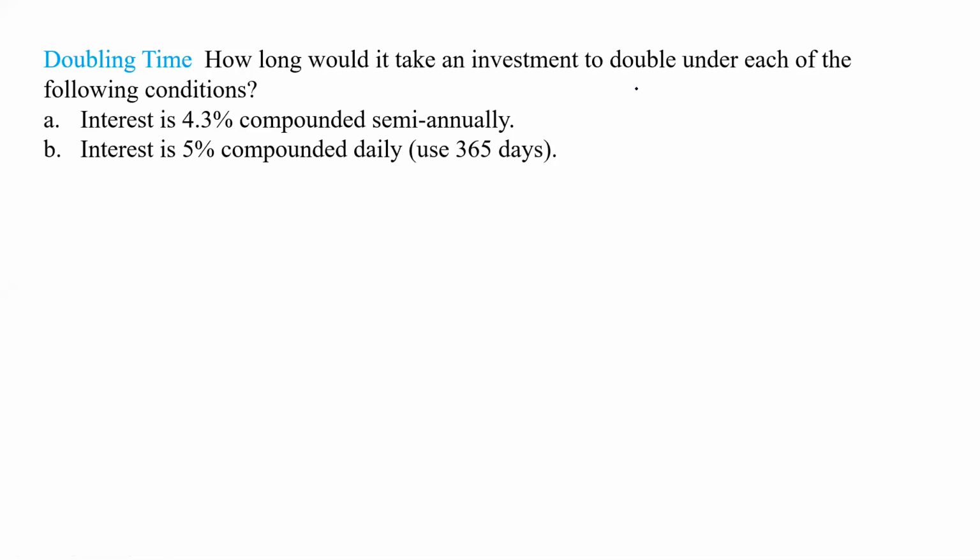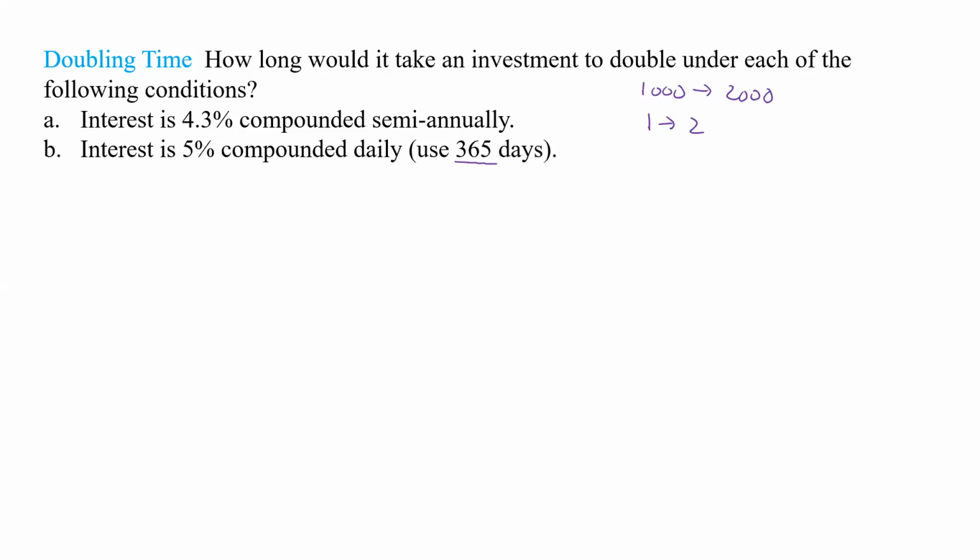If you started at $1,000 and doubled it, you would go to $2,000. Or if you had $1, you're going to get to $2. So kind of thinking about it that way, under each of the following conditions: interest is 4.3% compounded semi-annually, and interest is 5% compounded daily, where we're going to use n is 365.